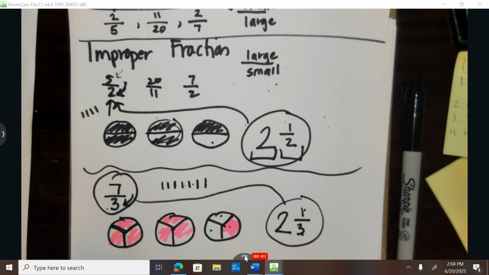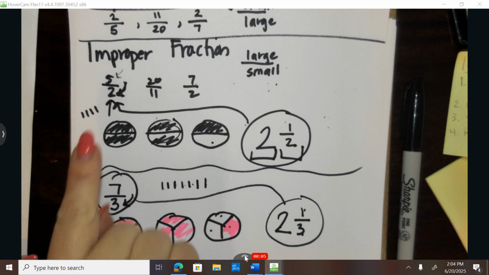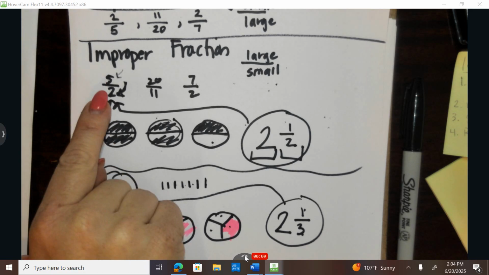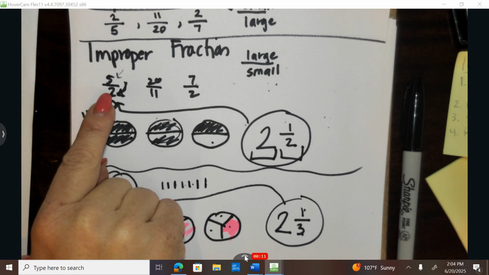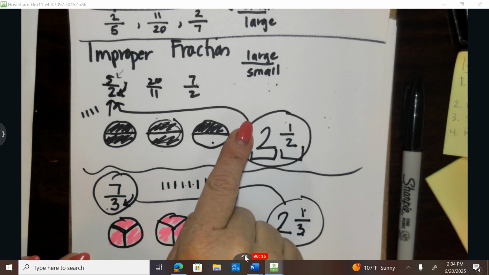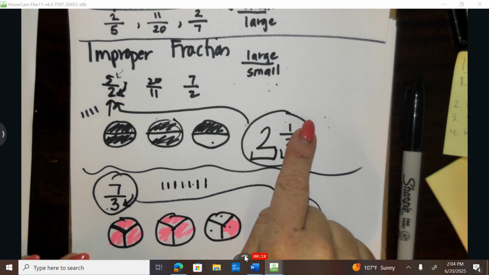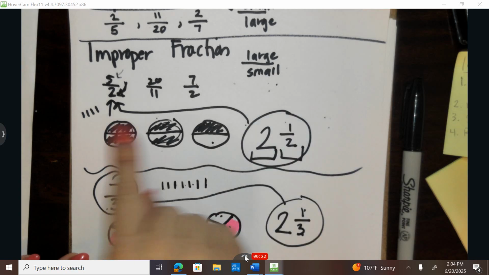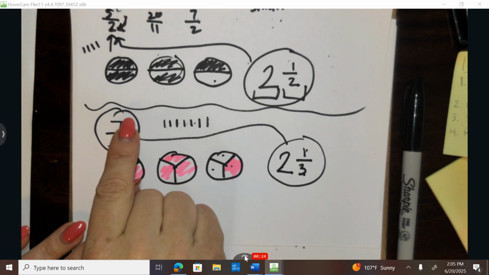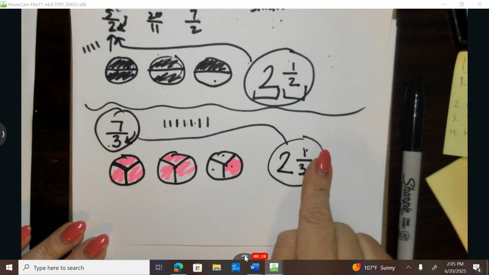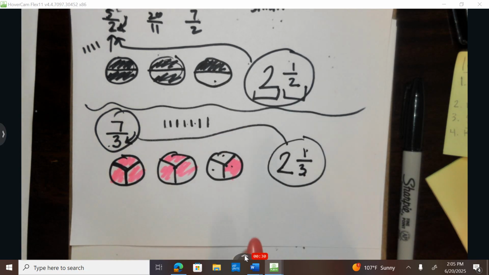In this video, I'm going to teach you how to go from an improper fraction, in which the number on top is always larger than the number on the bottom, and how we can then rewrite that in an equal form called a mixed number. So how do we go from 5 halves to 2 and 1/2 without drawing pictures? How do we go from 7 divided by 3, or 7/3, to 2 and 1/3 without drawing pictures?